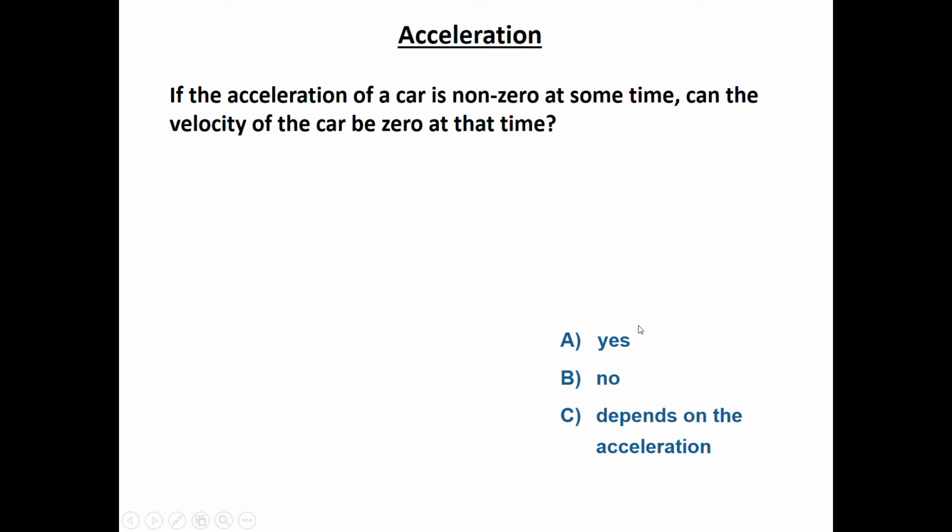This almost sounds the same, but it's just rephrased a different way, so it's a different question. If the x acceleration of a car moving on the x-axis is non-zero at some time, can the x velocity of the car be zero at that time? Yes, no, or depends on the acceleration.